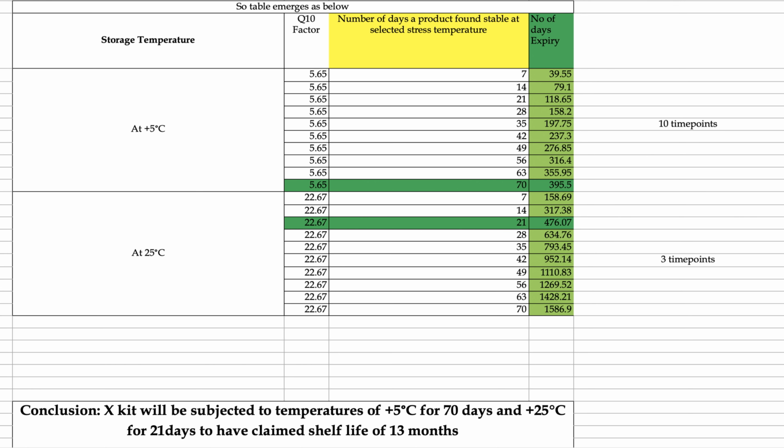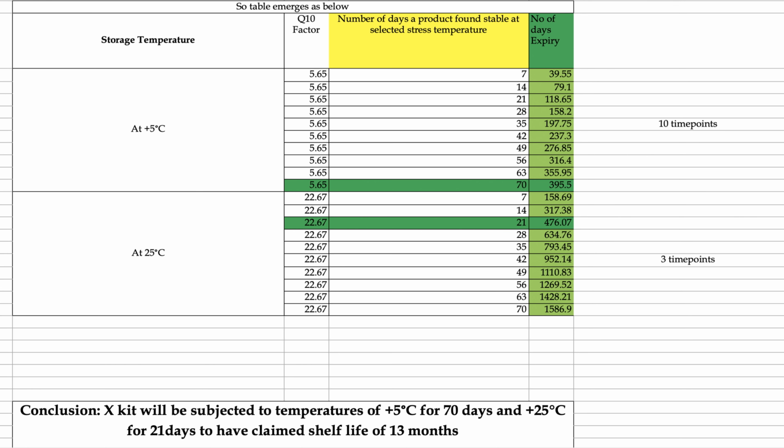So 7 days becomes 1 week, followed by another 7 days becomes the second week, which is 14 days. In this way, I am going to drag on this number of days by adding 7, whereas I am going to keep this Q10 factor constant, which is 5.65, throughout the rows. And then how my number of days expiry would come.